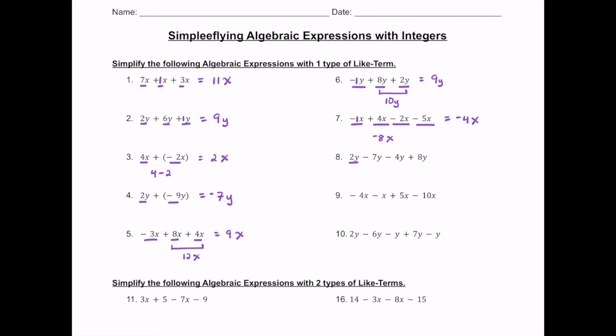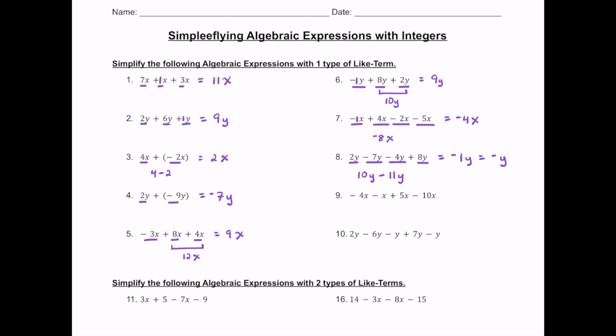For number 8, I'm going to add the positive ones together here. So 2y plus 8y, that's going to be a total of 10y here. And then we have a negative 7 and a negative 4. If we combine those, that's going to be a negative 11y or minus 11y. So 10 minus 11, that's just going to be negative 1. So instead of writing negative 1y, make sure we go one more step and drop the 1 by the identity property and just write negative y.